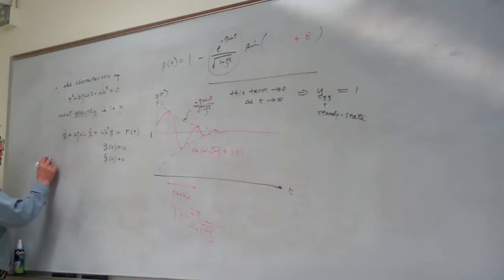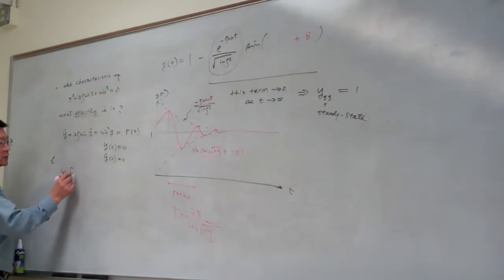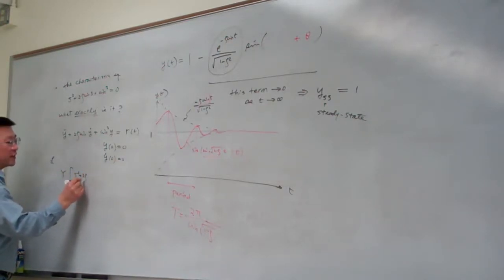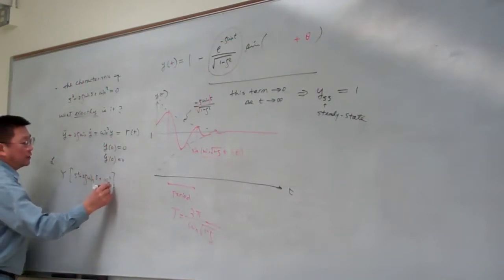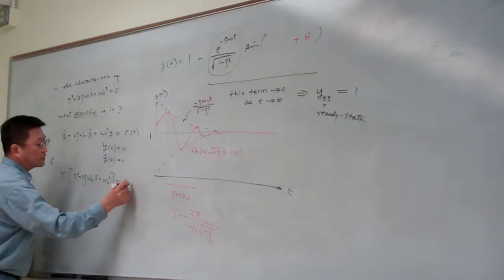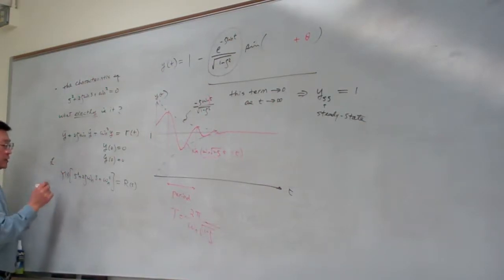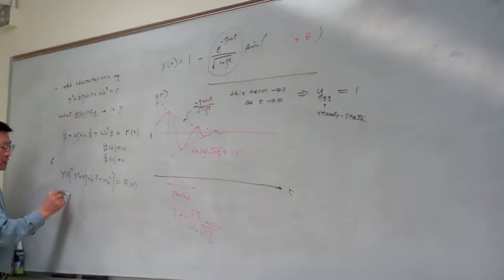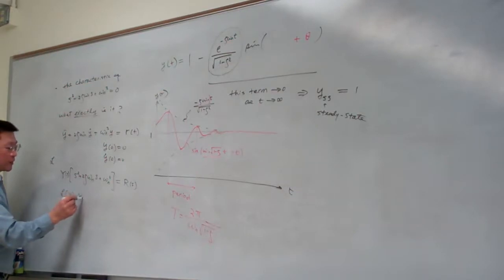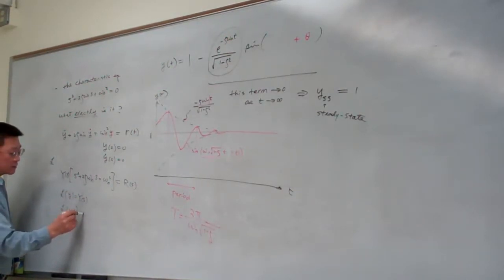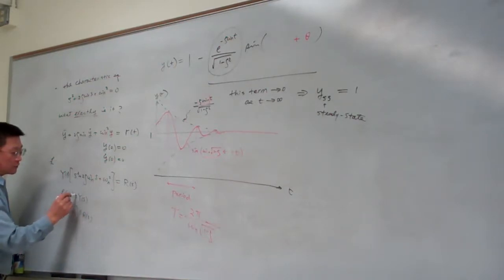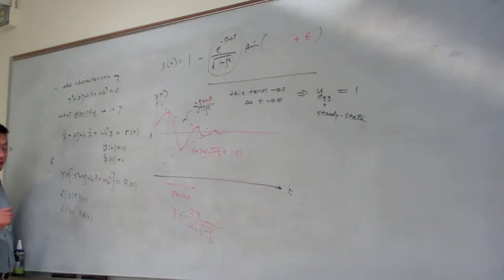In this way we take the Laplace transform. Then what we get is Y times s squared plus 2 zeta omega n s plus omega n squared equal to R(s). In our definitions, the Laplace transform of y(t) is defined as Y(s), and that of r(t) is defined as R(s). So I introduce the symbols here.